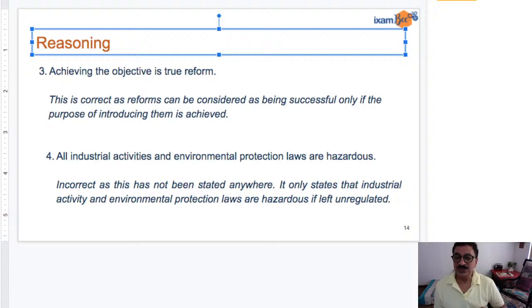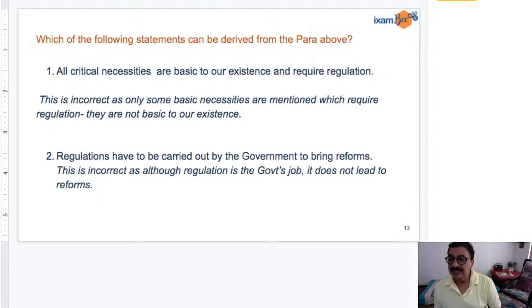Incorrect, as this has not been stated anywhere. It only states that industrial activity and environmental protection laws are hazardous if left unregulated. That's all it is saying. Though it gives the impression that industrial activity, because of your normal thinking, the way you've been brought up, outside the scope of this para, you would say yes, there's a lot of activity which is harmful. But this is not what is being stated here. All activities, no, it doesn't say that. Please remember, let's go back and see the para.